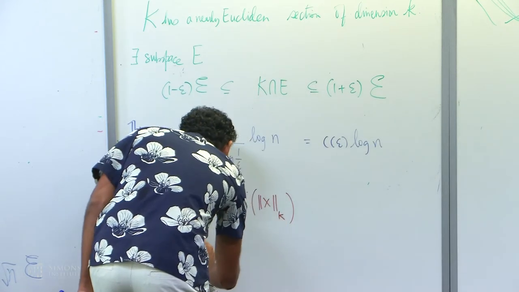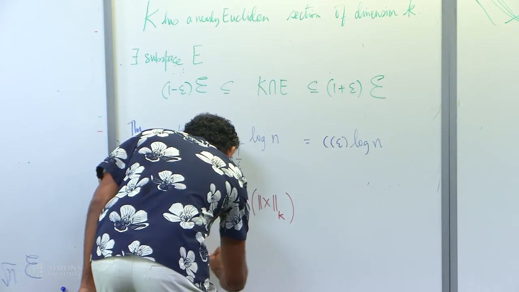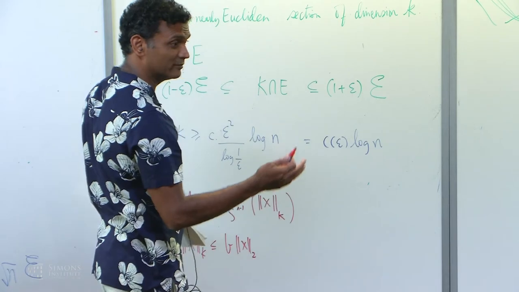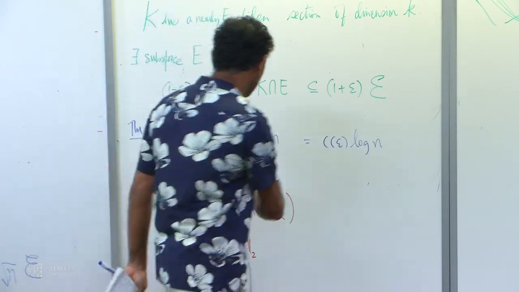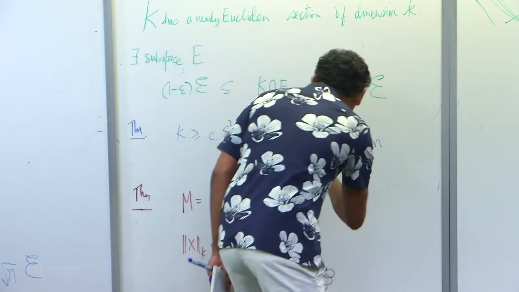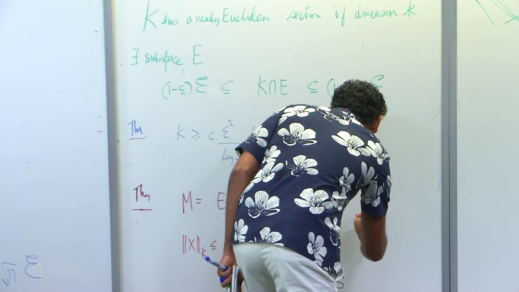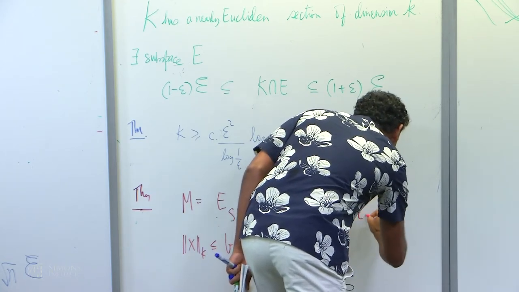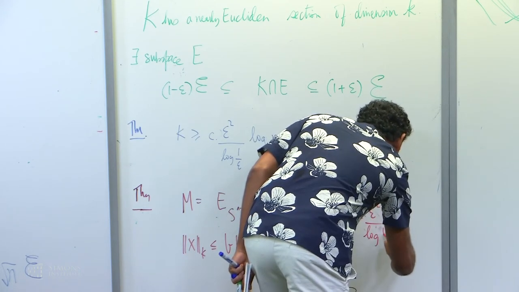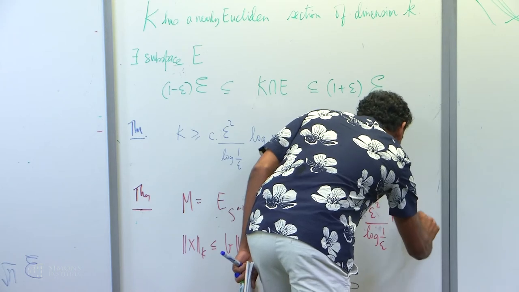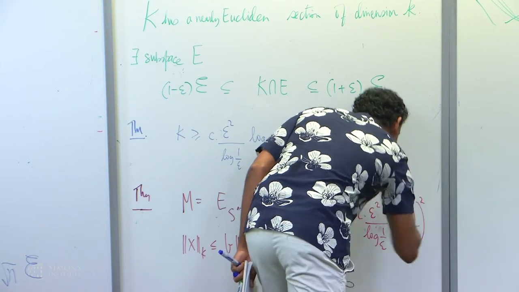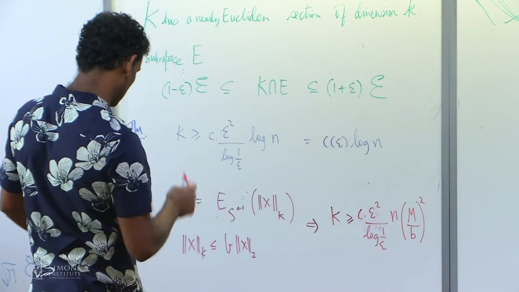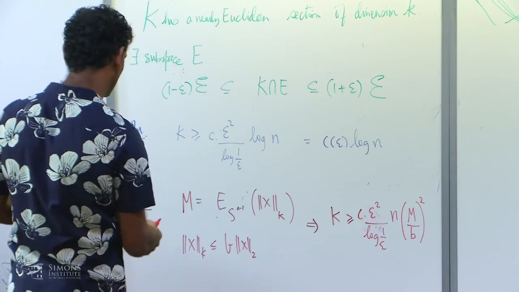And also assume that your norm is no larger than some factor b times the Euclidean norm. So b might be root n, or b could be 1 if you scale down. Under these circumstances, you have two parameters, M and b. This dimension k is at least C times epsilon squared over log 1 over epsilon, times n times (M over b) squared. It'll make sense in a minute because I'm going to carry out some examples.